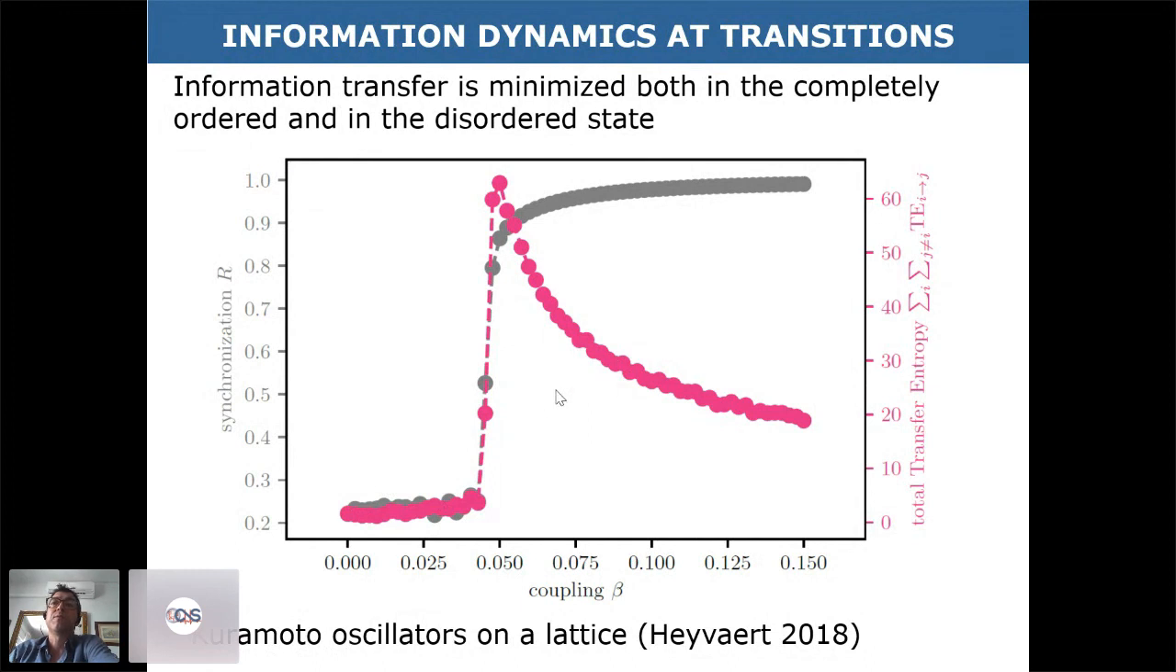And this is what happens, for example, in a system of Kuramoto oscillators implemented on a lattice. When the coupling becomes too strong, we have a phenomenon called explosive synchronization, a fast transition from disorder to order. And we also have a jump in the total transfer entropy of the system, which then goes back down to lower levels.